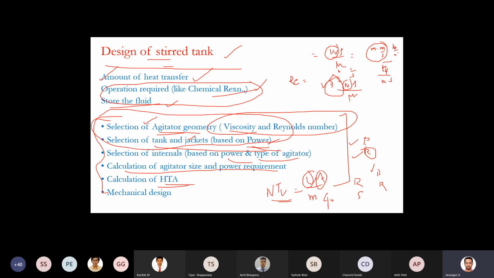Or using this value of P, you can check whether it meets the required heat duty. Once you know P, you can calculate the outlet temperatures. You can compare the outlet temperatures for the requirement and the calculated values. Then you can say whether the exchanger or the stirred tank meets the requirements. Otherwise, again you have to tune the parameters.